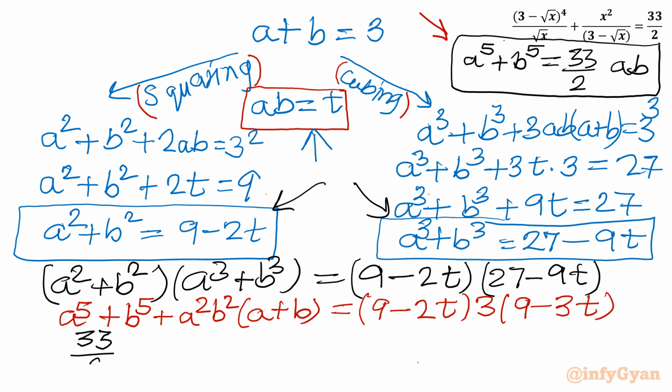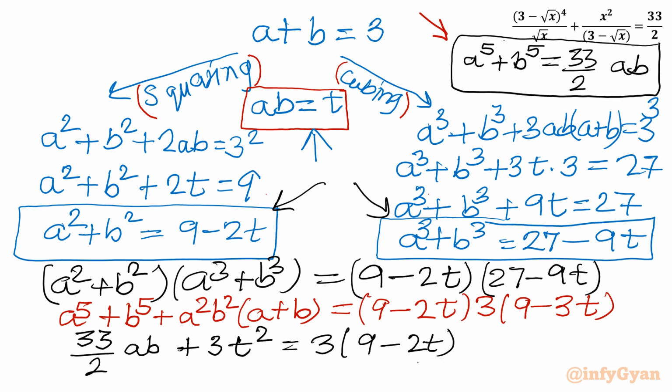33 by 2 ab plus a square b square will be t square, and a plus b is 3. So I will write 3t square. And the right hand side is 3 times (9 minus 2t) times (9 minus 3t).